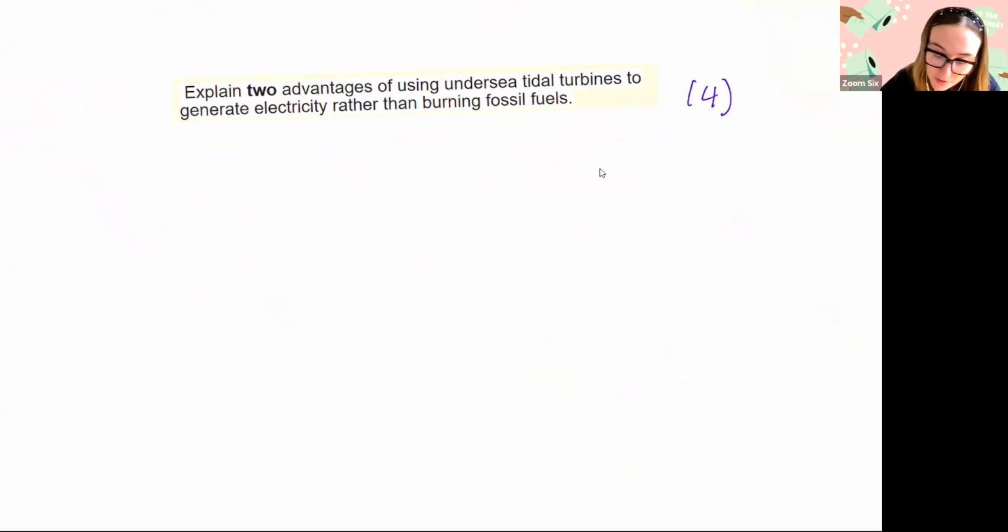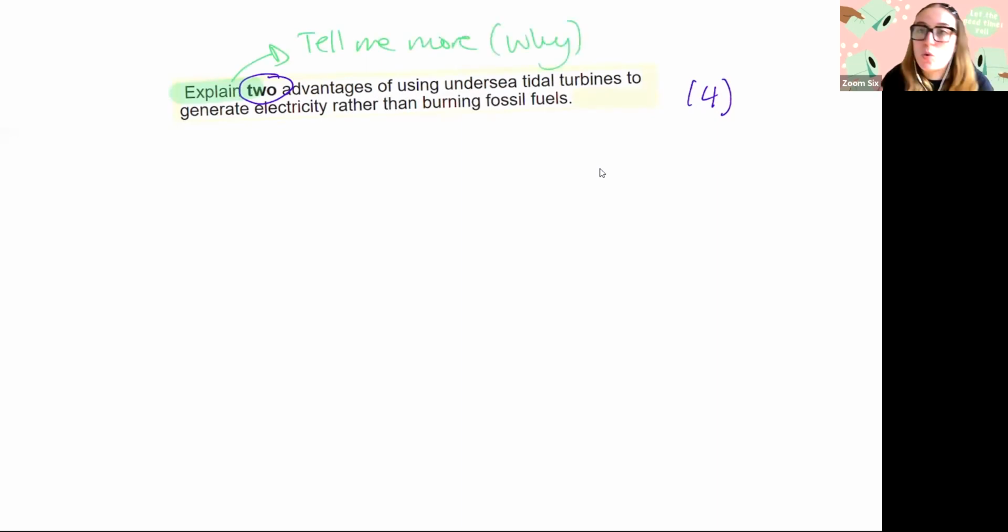Now it's 4 marks, but you only need to write about 2 advantages. And the big key thing to look at here, Year 11, is that it says explain. And explain means tell me more, okay? Or why, okay? Tell me why this is an advantage. Tell me more about that advantage. So we only need 2 here.